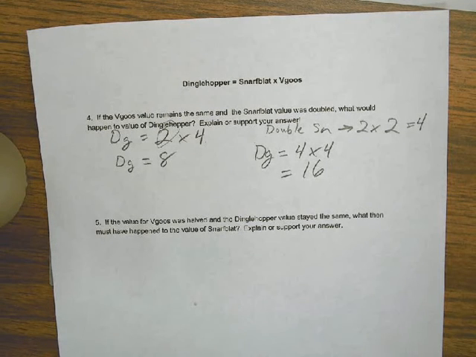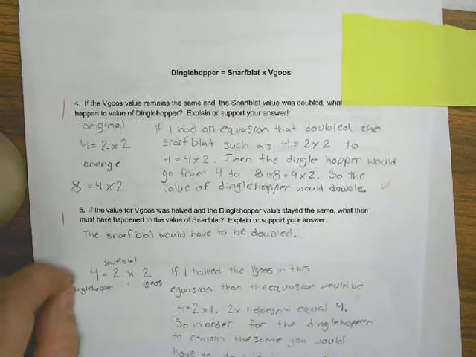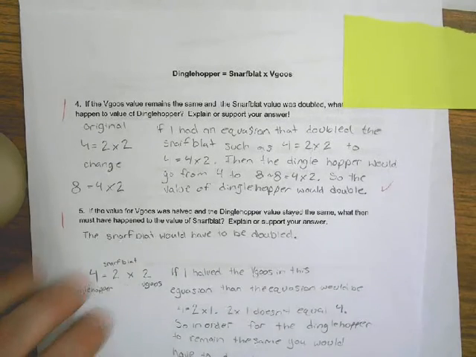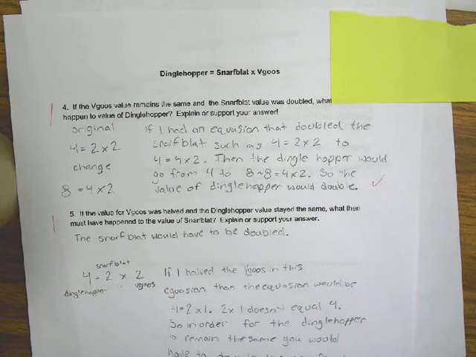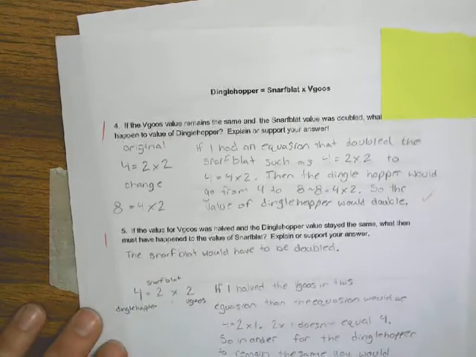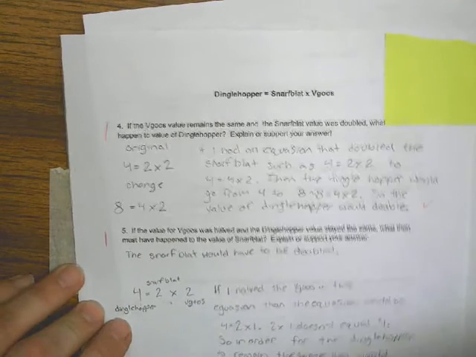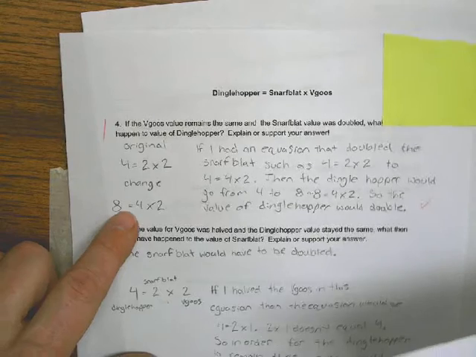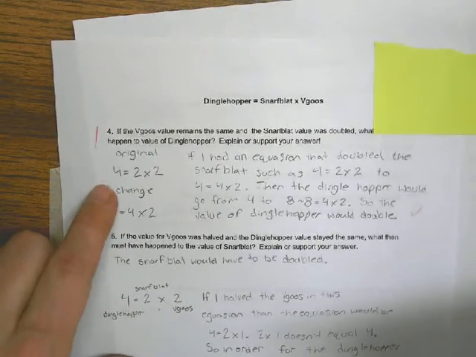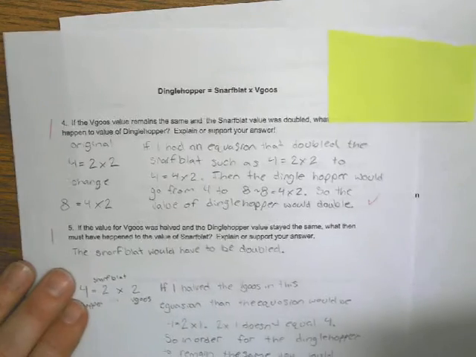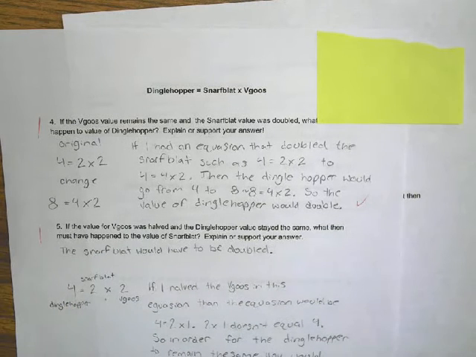Just showing you an example written out. Here's the way one of the peers did it. I'm not going to read it all for you because you can read what they wrote there. They used 2 times 2. All right, changed it to 4. You end up with 8. 8 is twice as much as 4. And there's their equation there. If you want to read it, you can pause the video.